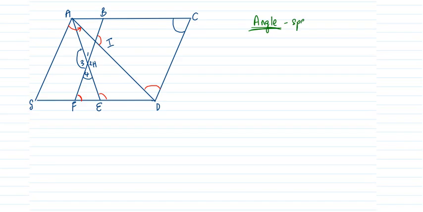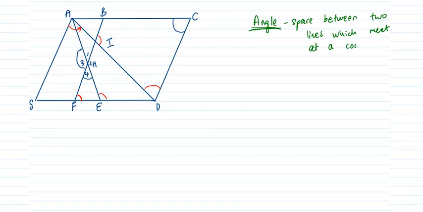A space between two lines which meet at a corner or at a point. So, my grade 10s, I always say an angle is a V, right? It's just the space between the V there. That is what is called an angle, and we measure that angle in degrees. Okay, so an angle is simply a V.